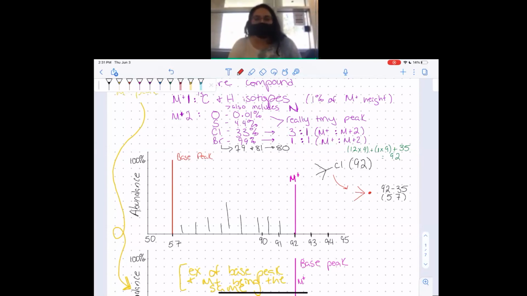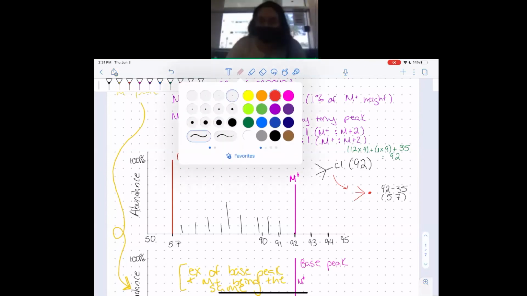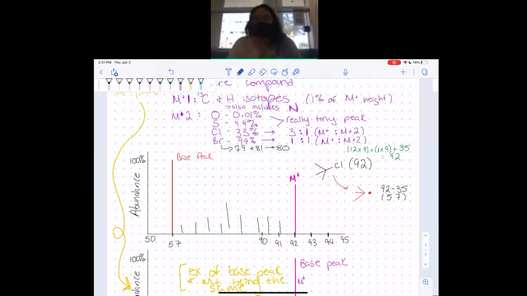Now the ones that are a little bit easier are M plus 1 and M plus 2. So we know that M plus 1 is telling us about carbon, hydrogen, nitrogen. And I told you that it's always going to be a teeny tiny little peak. So we know that it will be teeny tiny. But what some people have difficulty figuring out is where that goes.